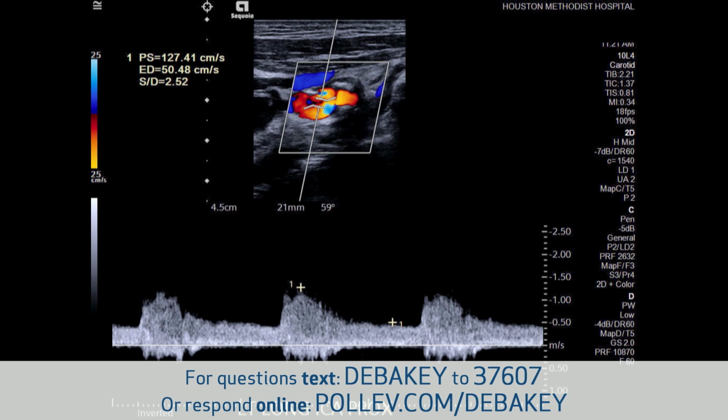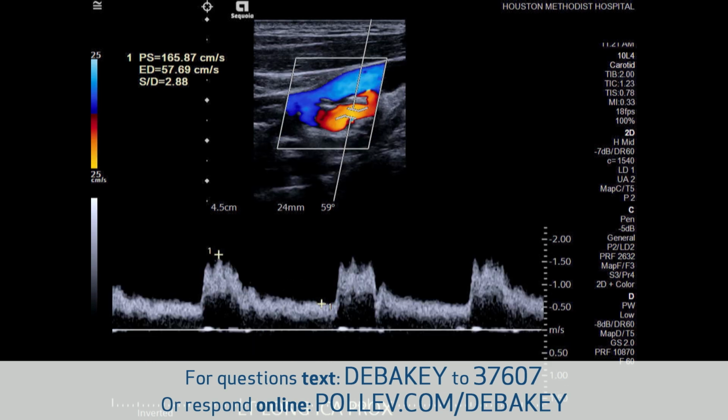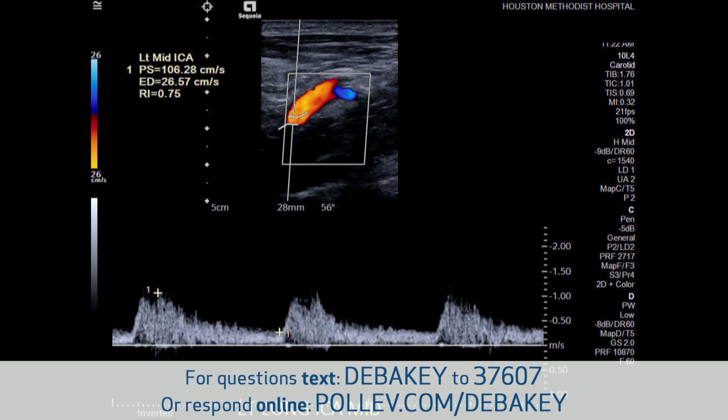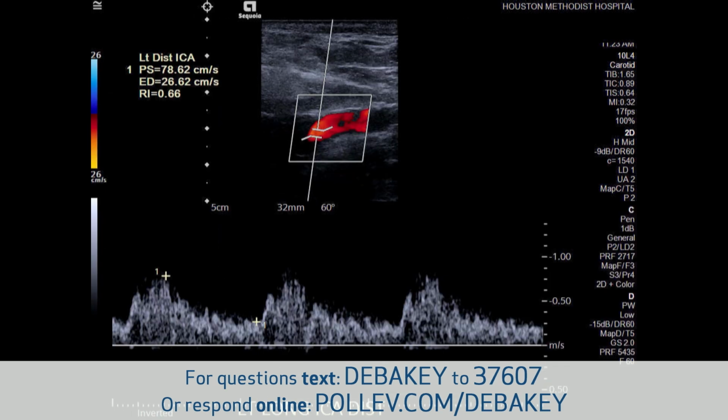So again, now you have some other velocity that definitely also, in systole and diastole, indicates a more than 50% stenosis. So based on these two values, this is a 50 to 69 percent left proximal ICA stenosis. Mid ICA 106 over 27, and one more distal.